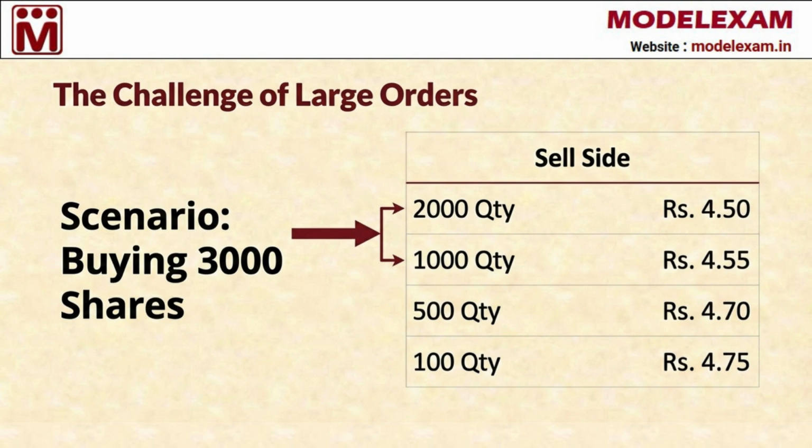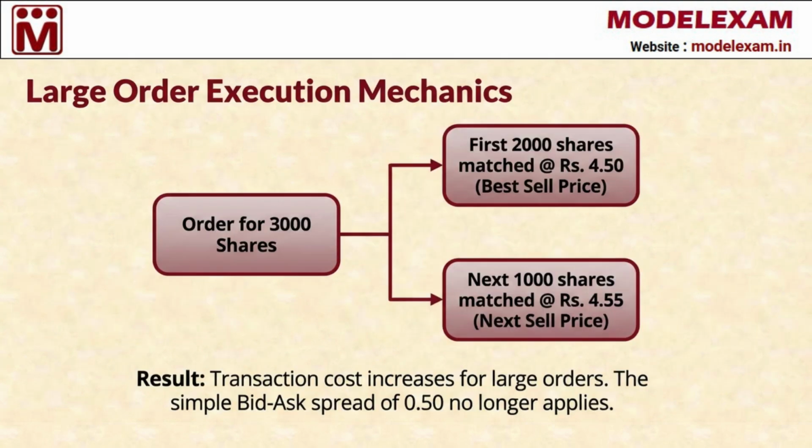Things change when you place a large order, such as buying 3000 shares. Often, there are not enough shares available at the best price. You might get 2000 shares at the best price, but the remaining 1000 shares must be bought at a higher price from the next person in line. As a result, the transaction cost increases for large orders. This means the simple bid-ask spread of 0.50 no longer applies because you are buying through different layers of the order book at increasingly higher prices.